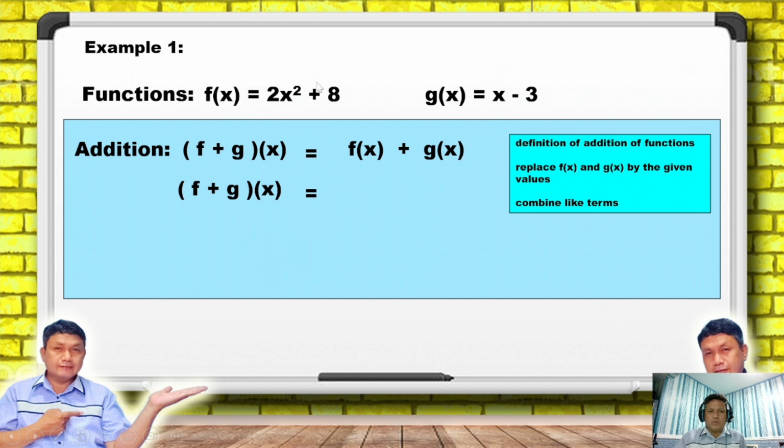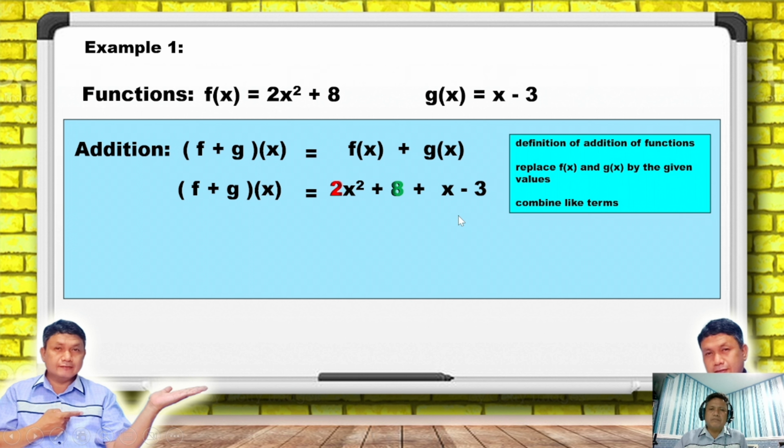Di ba ito po, kukuhanin lang po or isusulat mo lang yan. So we have 2x squared plus 8, copied the plus sign. Then, what is the value of g of x? And that is what? Okay, so we have x minus 3. Next, after this, what we're going to do, we need to combine like terms. So what are the like terms in our example?